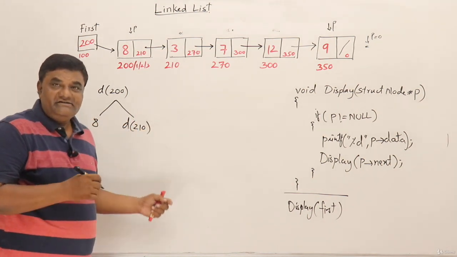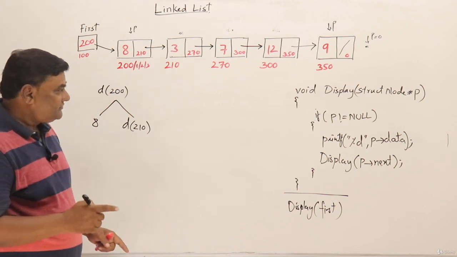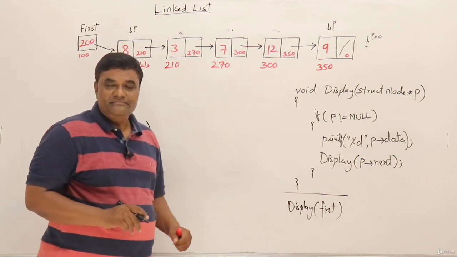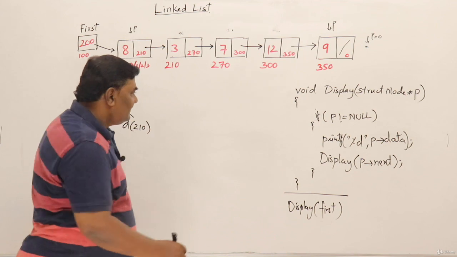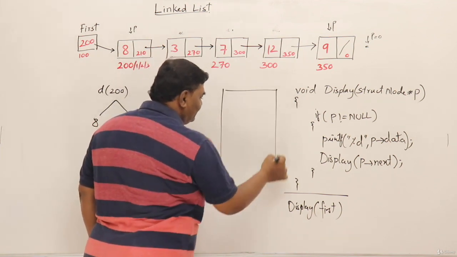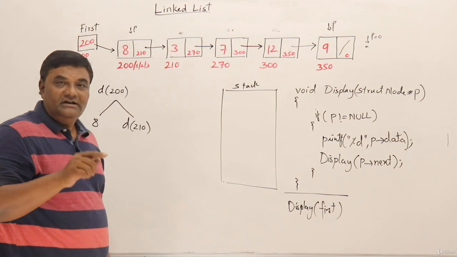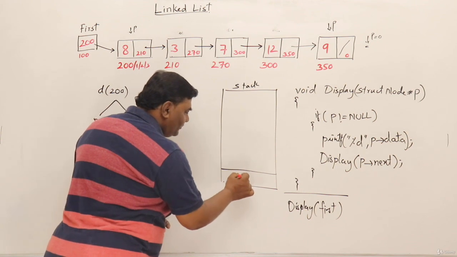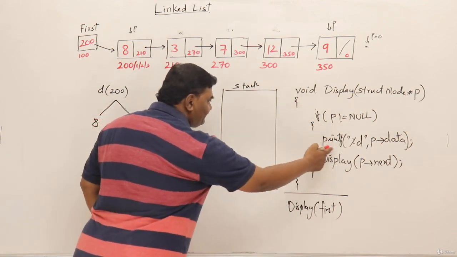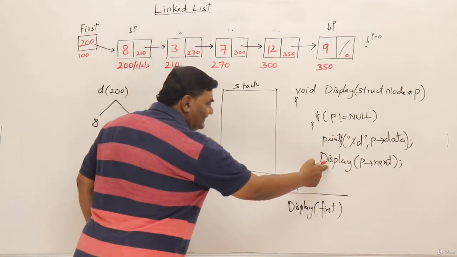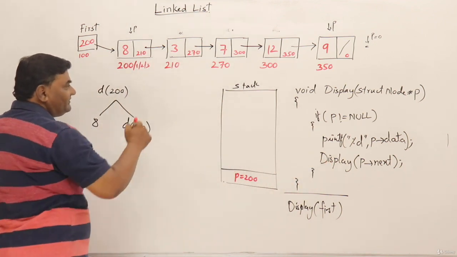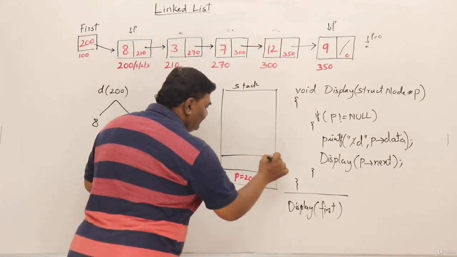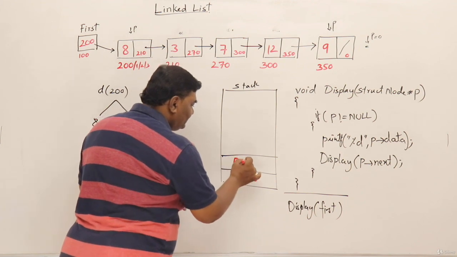So I am generating a tracing tree. Simultaneously, I will also show you stack contents, because recursion uses a stack. Suppose this is a stack, the system stack. First time when I called, the address was 200. So an activation record is created and the pointer p is 200. And 200 is not null, so it has printed this 8 and it has called itself again for the next address, that is 210. For the next call, again an activation record will be created and the pointer p will have the value 210.